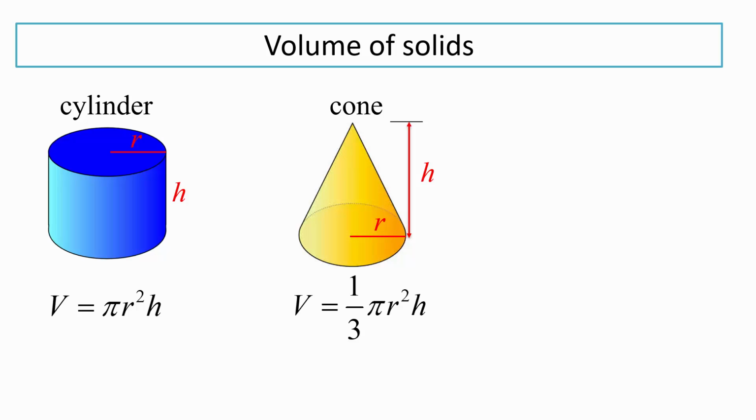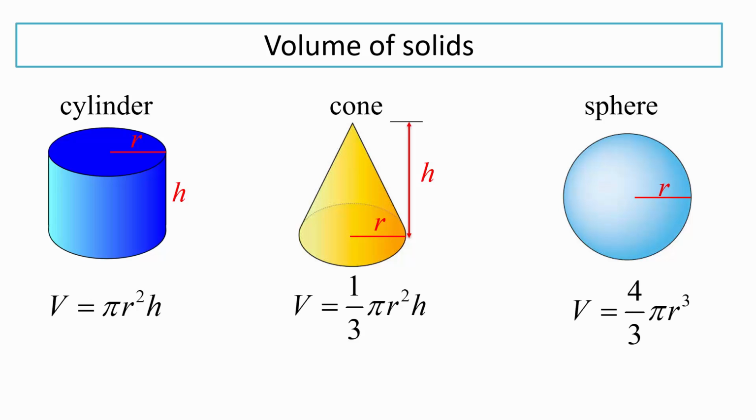And finally, another common shape, a sphere. All we need to know for that one is the radius. Do you know the formula for the volume of a sphere? Four on three pi r cubed. Three very well-known formulae. But where do they come from?